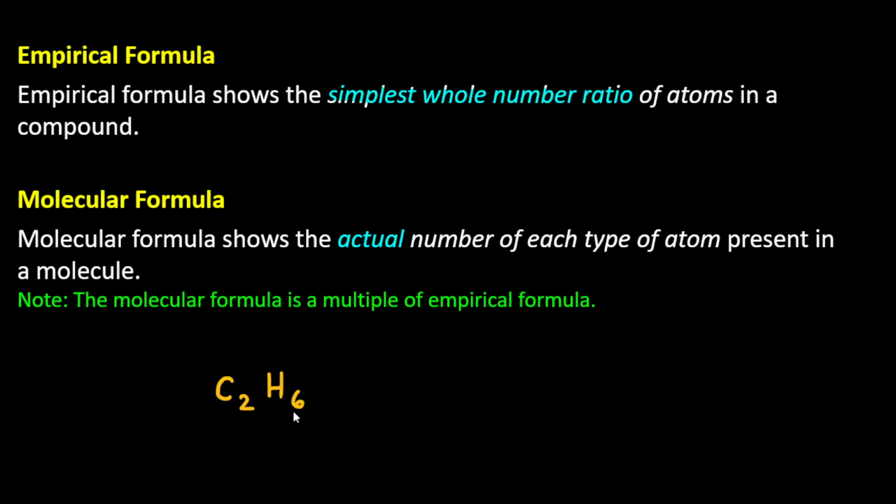So if you find the ratio here, this will be CH3. So your CH3 is actually the empirical formula, and your C2H6 is your molecular formula. We can also see that the molecular formula is a multiple of the empirical formula. Why? Because if you multiply CH3 with 2, you are going to get C2H6. That's why they are always a multiple of each other.